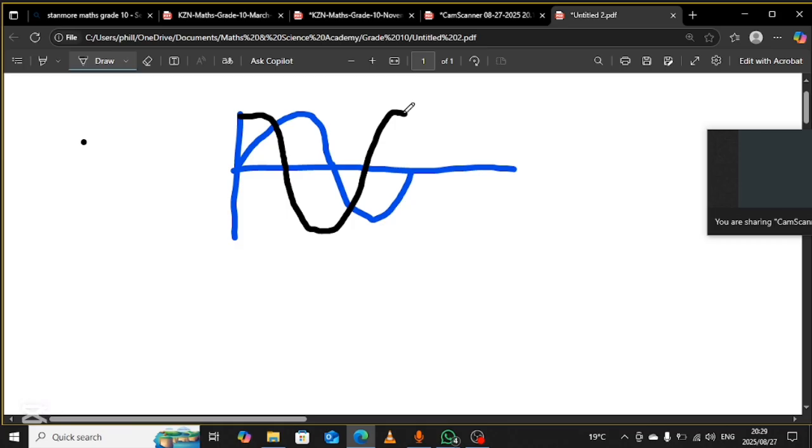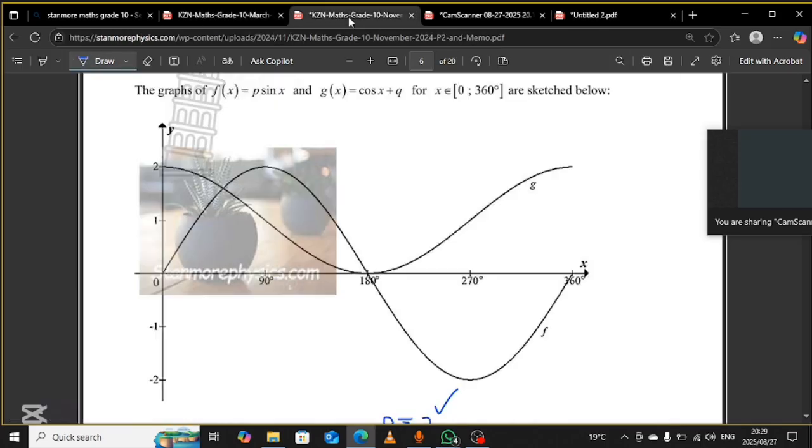So this is the mother graph of a cosine graph, and the black one is the mother graph of the cosine graph. A cosine graph starts at 1, goes to 0, goes to -1, and then comes back again. So let's go back to this question here. We can see it's a cosine graph. You can see the shape, right? Yes. It's a cosine graph.